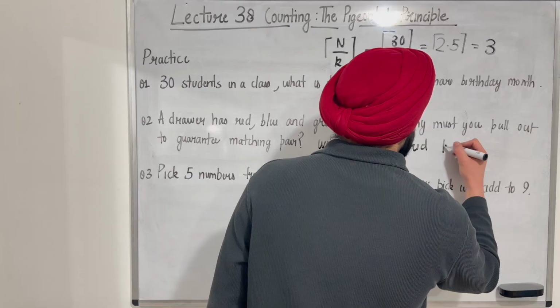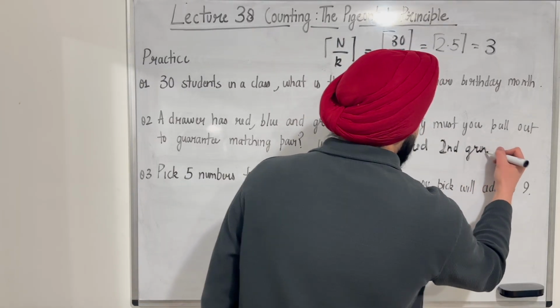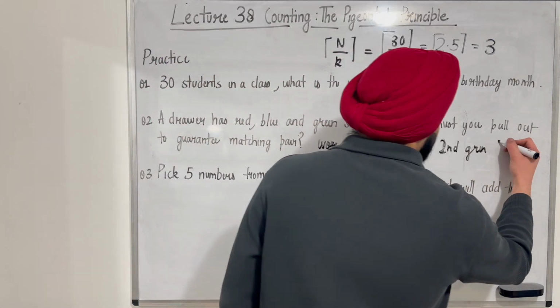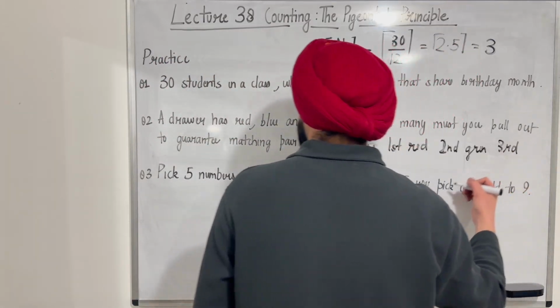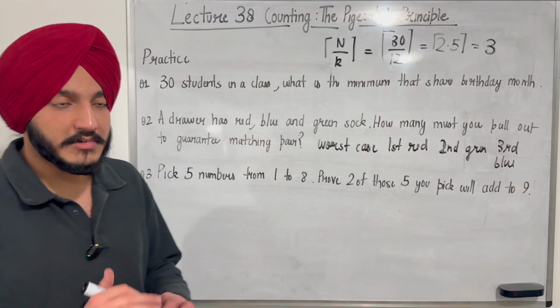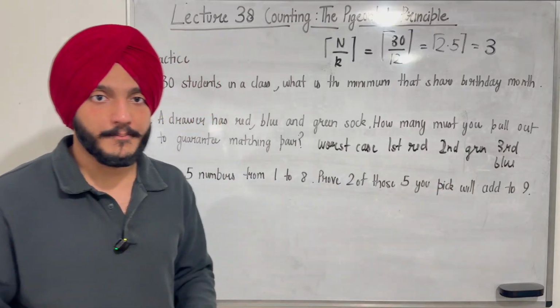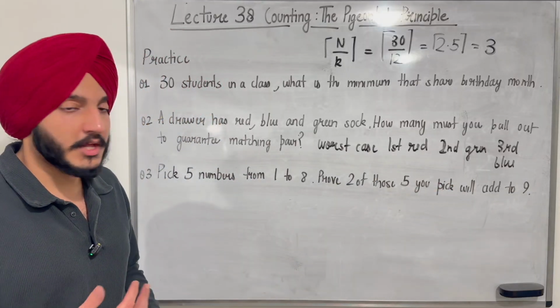In the worst case, the second will be, let's say, green or blue. So let's say it's green. And the third one, let's say it's a different one again. So in the third case, it's blue. But now think about this, right? What happens when you pull a sock out for the 4th time? So try to pause the video and think about it.